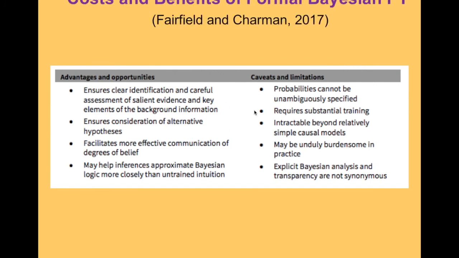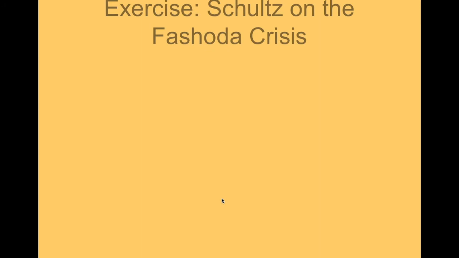Okay, this is also Fairfield and Charman's take on the pros and cons, the advantages of Bayesian analysis. It largely tracks my own. In the interest of keeping this short, I'm just going to move ahead, but you might want to pause and read through those if you want.